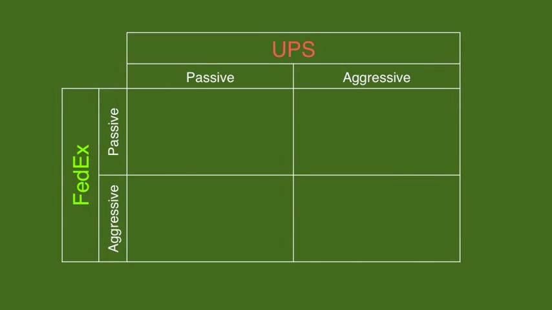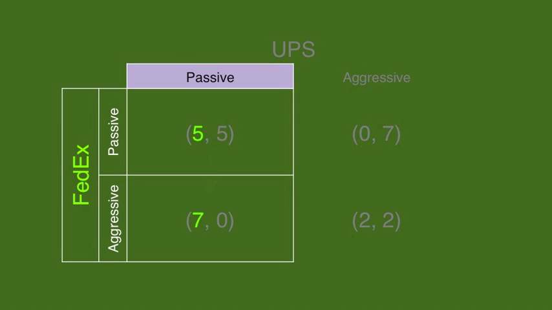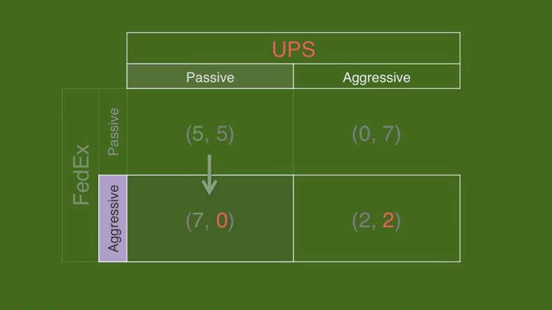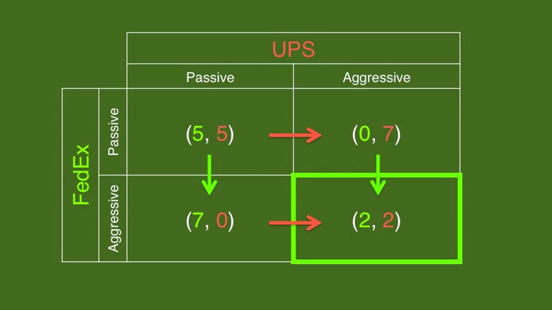So we return to the matrix. If both are passive, each is going to take $5 million. If both are aggressive, they'll both make $2 million. And if they split on strategy, the aggressor will make $7 million and the passive company 0. If they're both passive, their combined profits will be $10 million. So as a whole, that's the best strategy. The thing is, each can do better individually by being aggressive. If UPS is passive, FedEx will make 7 instead of 5 by being aggressive. If that's the case, UPS will be aggressive and make 2 instead of 0. The same works in reverse. So both being aggressive is the Nash equilibrium, although as a whole, the two companies can do better.